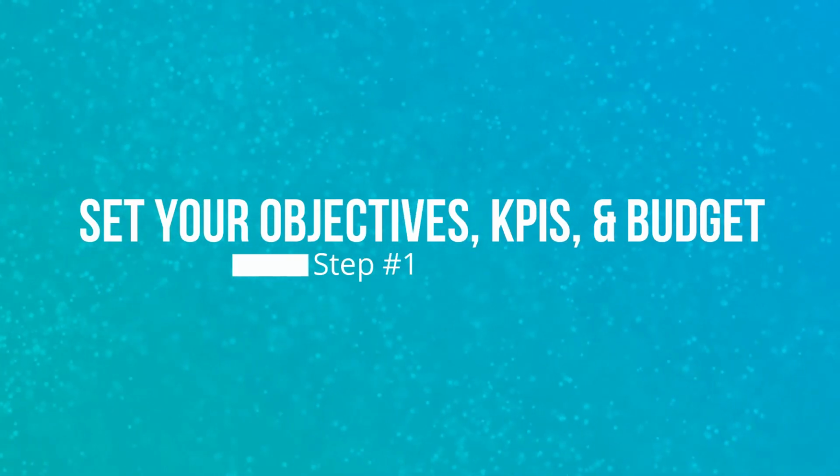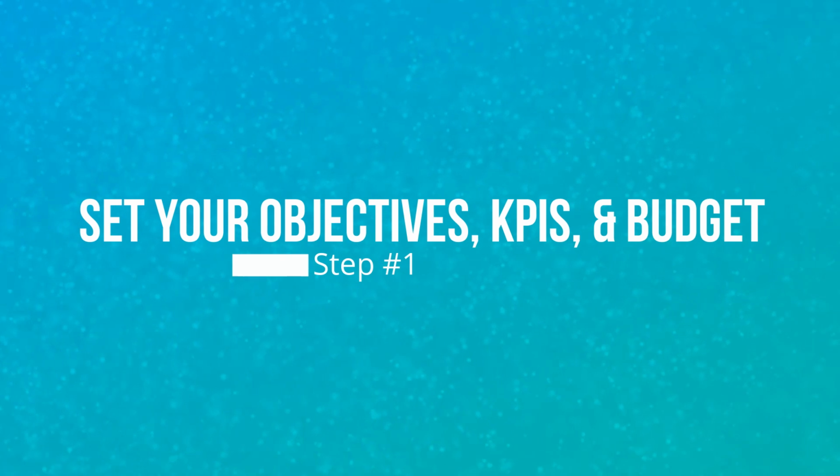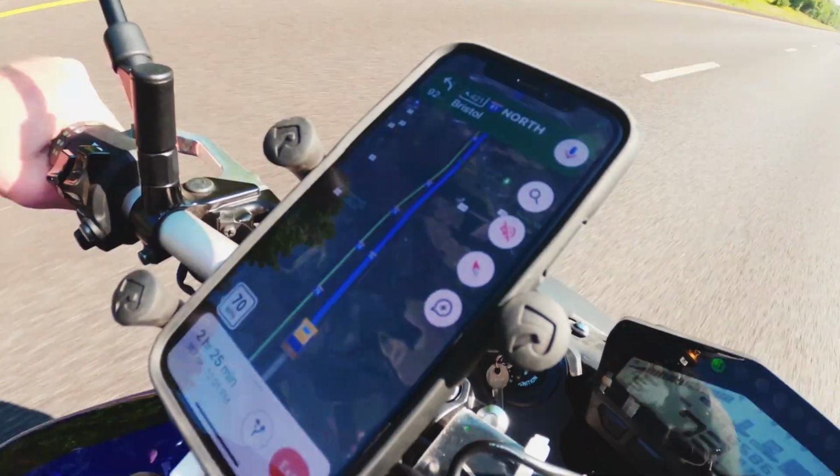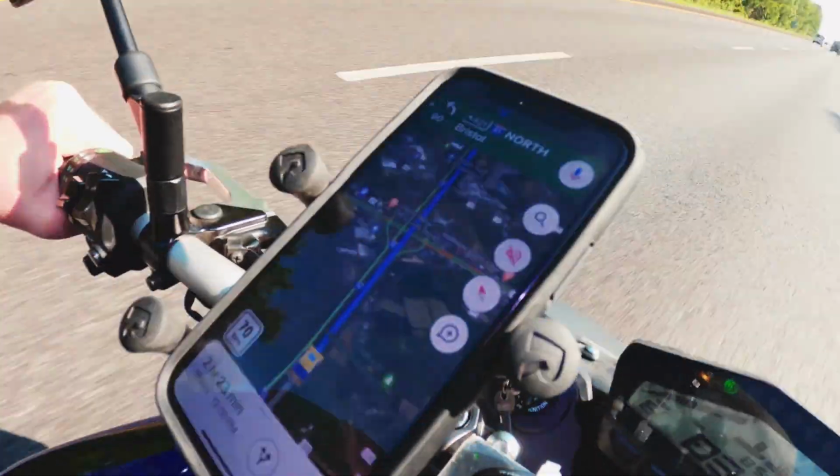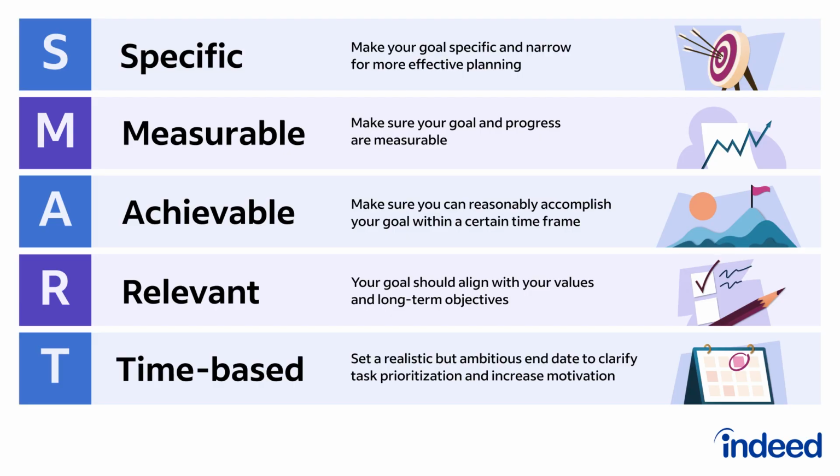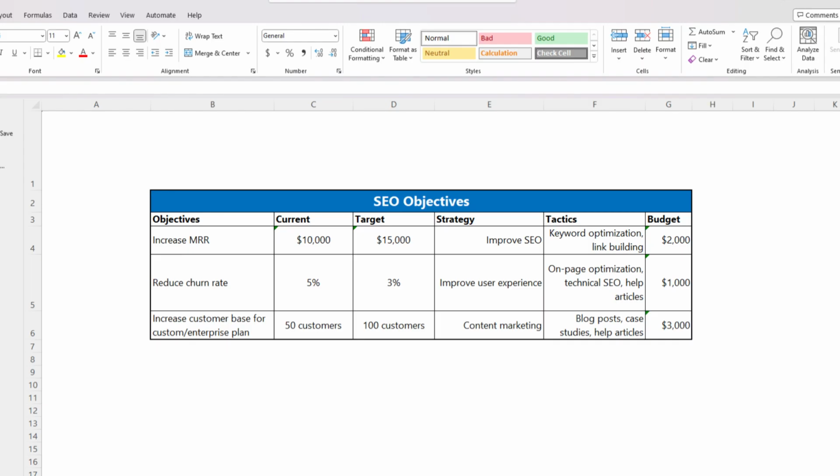Alright, let's kick off with the first step, which is all about setting your objectives, KPIs, and budget. Think of it as your SEO GPS that is guiding you towards your destination. And these SEO objectives, they've got to be SMART: specific, measurable, achievable, relevant, and of course, time-bound. Your KPIs are your success barometers, directly tied to your objectives. But hey, remember, your objectives are unique to you. They depend on your goals, your challenges, and what you are looking to improve.